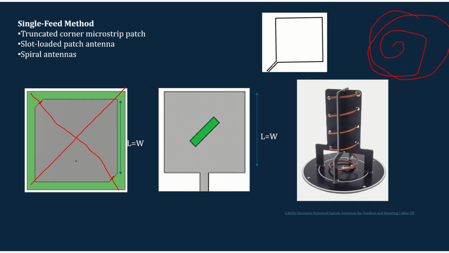Another method is if we can feed the antenna at this corner, it can also provide the circular polarization. In all these cases, length and width has to be the same, if we are considering the circular patch antennas.